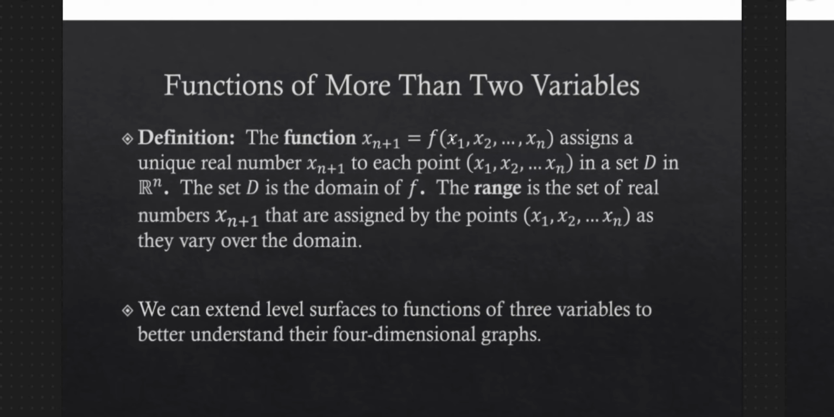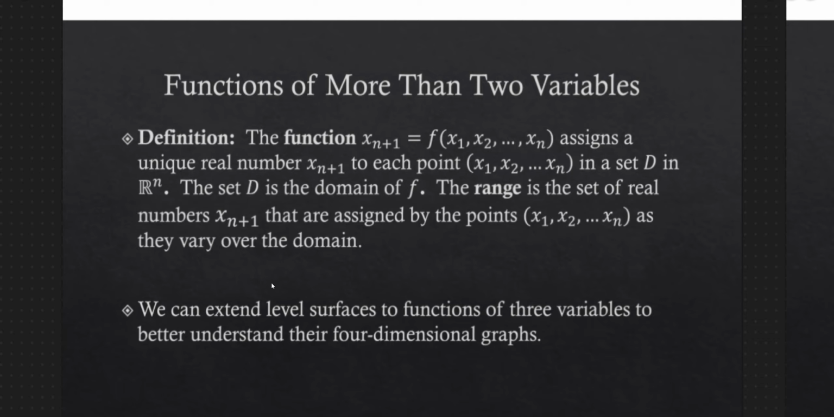So the domain of a function of three variables would be a volume, a set inside of R3. In general, it's a set inside of Rn. And then the range is always a set of real numbers, right? The range is always just along one axis. Okay, so how do we understand these? And at least for functions of three variables, how do we understand what a four-dimensional graph looks like?